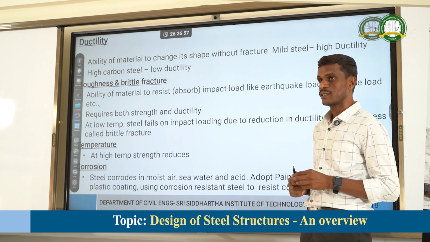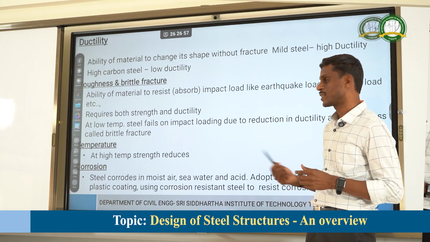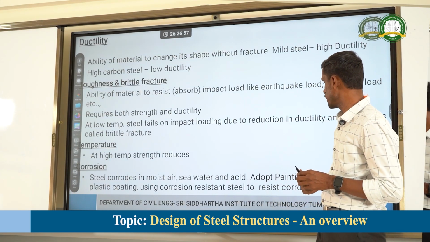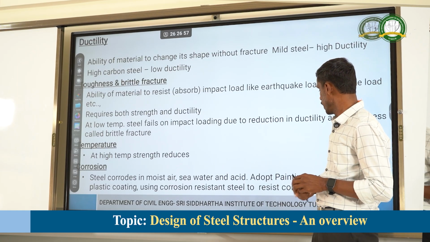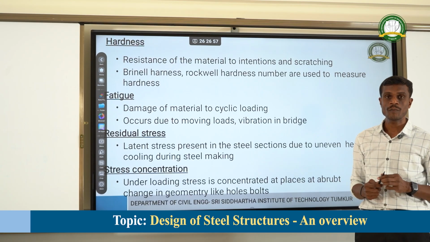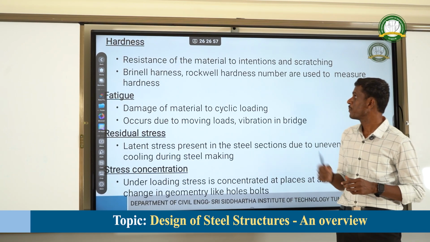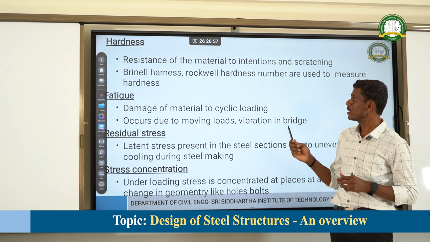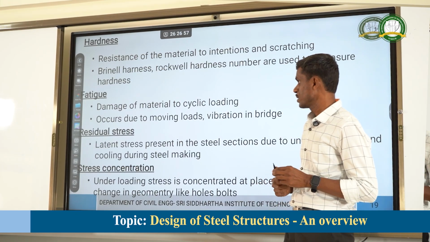So, next is corrosion, one of the major defects: steel corrodes in moist air. For that purpose we have to provide some coatings. For seawater and acid, we adopt painting, metallic coating, and also use corrosion resistant steel to resist corrosion. Next is hardness, one of the important properties of steel: resistance of the material to indentation and scratching. Brinell's hardness, Rockwell's hardness numbers are used to measure the hardness of structural steel.